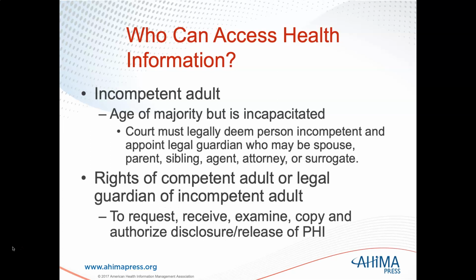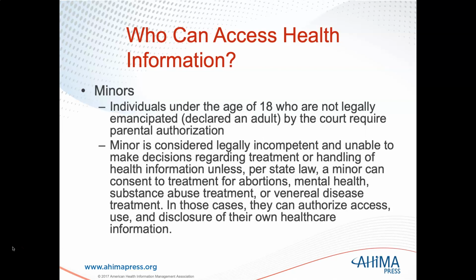An incompetent adult is over the age of majority, but they're incapacitated. And in order to be deemed incompetent, the court is the one who has to legally deem someone so. And then they appoint a legal guardian, who could be the spouse, parent, sibling, agent, attorney, or surrogate. Competent adults or legal guardians of incompetent adults have the right to request, receive, examine, copy, and authorize disclosure and release of PHI.